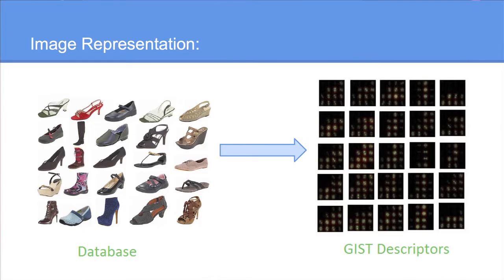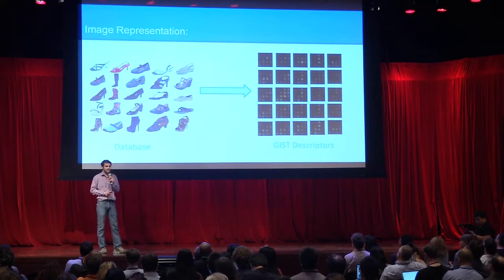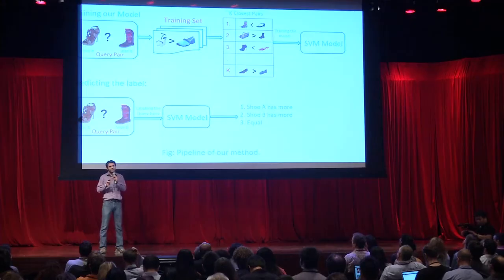What we do is, first, we take all the data, training images and test images of all the shoes, and we build a GIST representation of all of those. And this is the pipeline of our method. Given a test image, we find the top 100 to 200 visually similar images, and use those to train our SVM model.